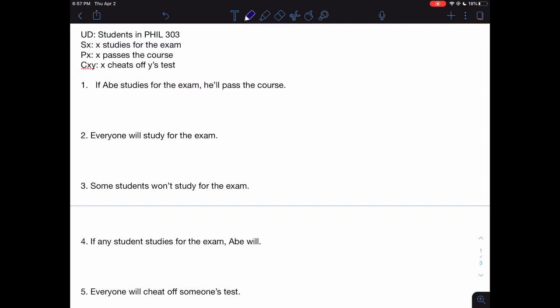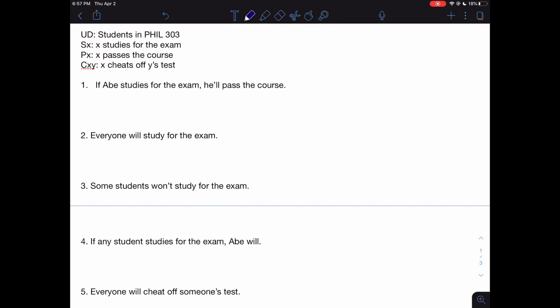We'll start out by doing some simple symbolizations that involve quantifiers. Up here we have our symbolization keys. So we have our universe of discourse, which is, again, the set of things that we're talking about in this symbolization. And the universe of discourse in this case is the students in Philosophy 303, so students currently taking symbolic logic. Then we have the three predicates we're going to be using in these symbolizations.